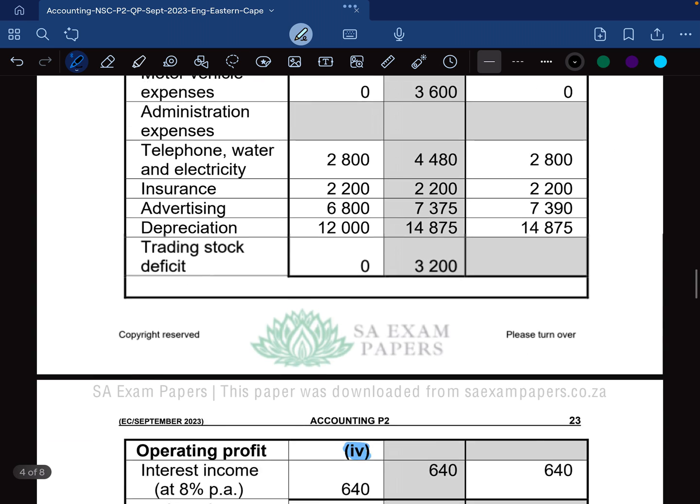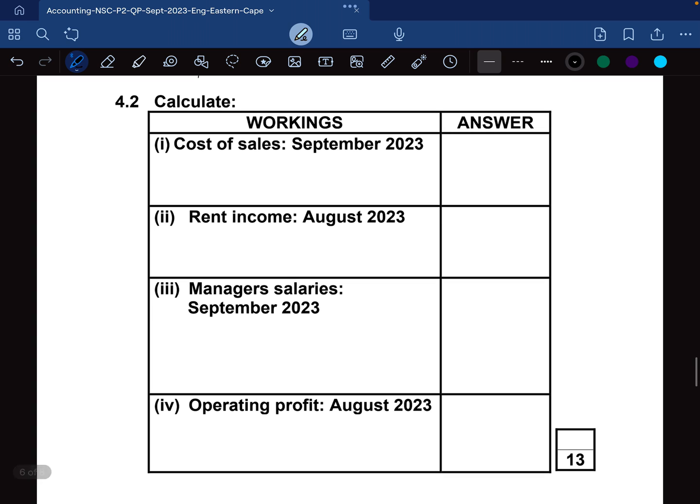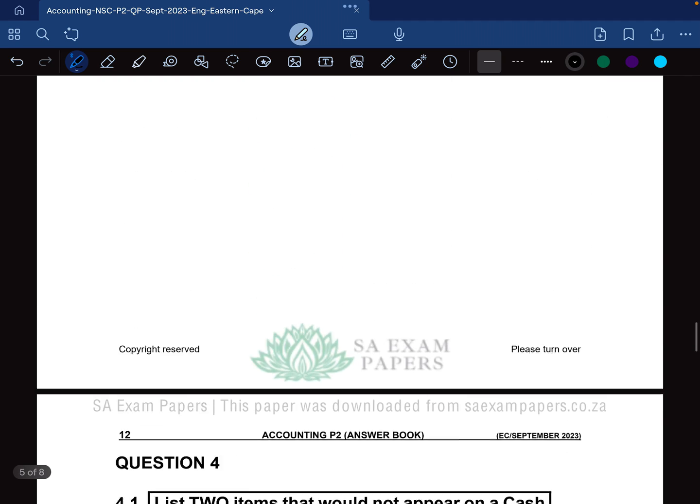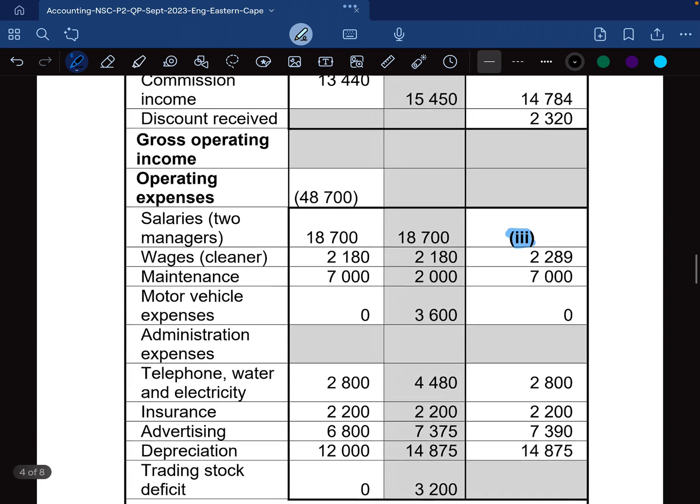All right, let's just fill that in our answer book. Okay, so we have 100 over 160 multiplied by 246,400, which is 154,000. Right, so that is our answer for the first question, or the first Roman figure. And then we are going to look at the second one.